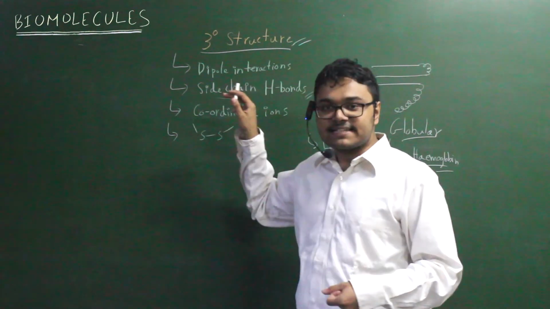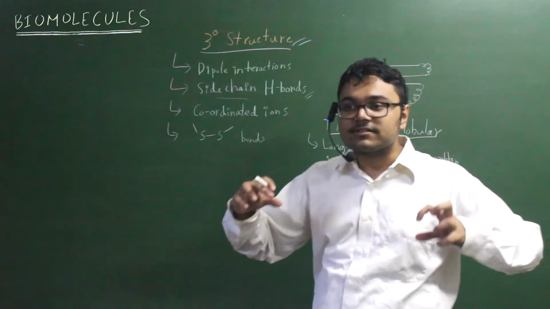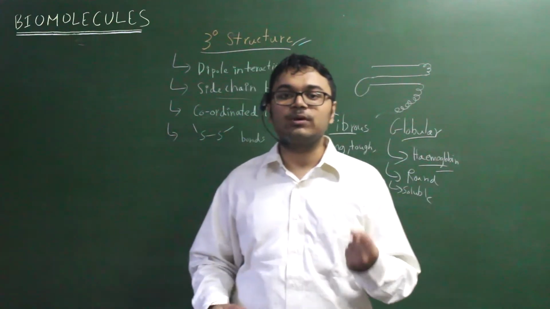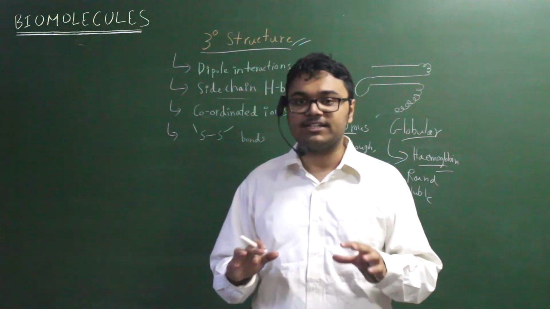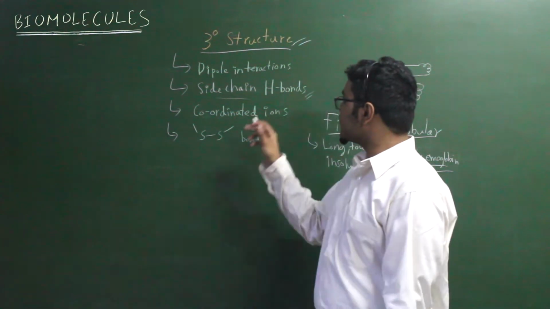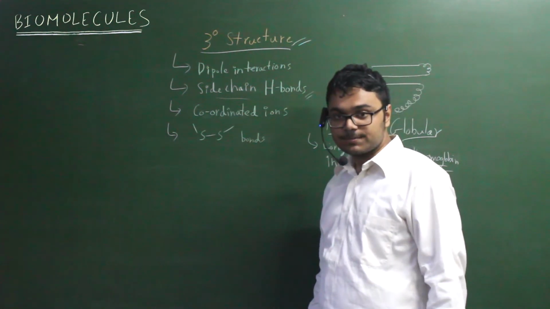Why is it specified as being side chain? Because the atoms, the groups of the backbone, like the amino and the carboxyl, which are part of the backbone, do not undergo any kind of hydrogen bonding. What undergoes hydrogen bonding are the side chain bonds.